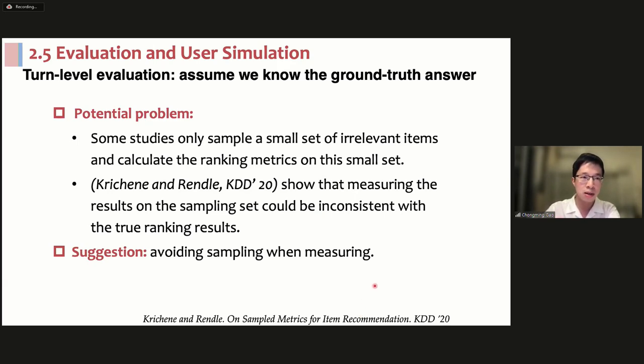But there are some problems in this kind of evaluation. As a paper published at KDD 20 has pointed out, actually the best paper of KDD 20, Krichene and Rendle pointed out that some studies only sample a small set of irrelevant items, that is negative items, and calculate the ranking metrics on the small set. That could be problematic because measuring the result on the sampled set could be inconsistent with the true ranking results. So their suggestion is to avoid sampling when you're measuring the performance of your system. For more details, you can check their original paper listed here.